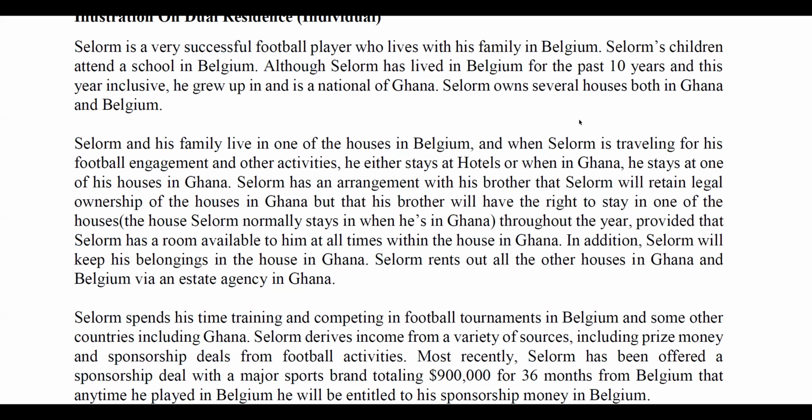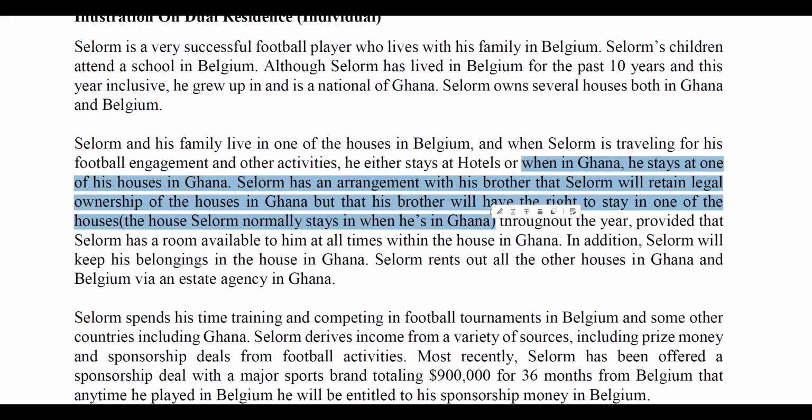Now, let's come here. What else can we deduce from the scenario that tells us he has habitual abode in Ghana? They said when he is traveling for his football engagement and other activities, he either stays at hotels, or when he is in Ghana, he stays at one of his houses. And he has an arrangement with his brother to stay in the houses. So he has a house where he stays often when he comes to Ghana throughout the year. So the house is available to him throughout the year. That means he often goes to Ghana and stays there throughout the year.